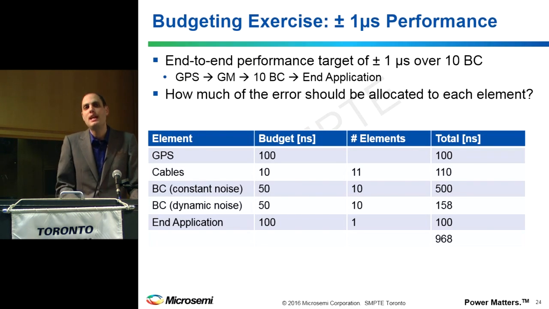I'm going to want to budget error to that GPS receiver of 100 nanoseconds. This becomes important if I want to have the same synchronization across 2 buildings, for example, that have independent traceability to GPS. So I'm going to budget 100 nanoseconds of error just to GPS alone.